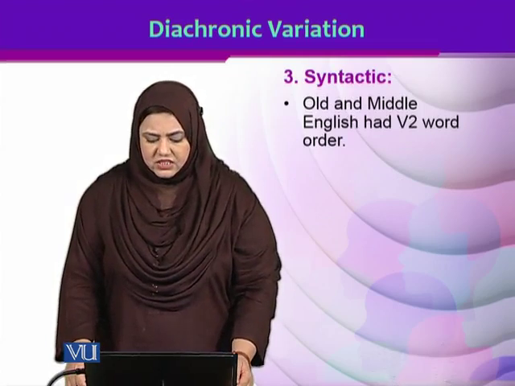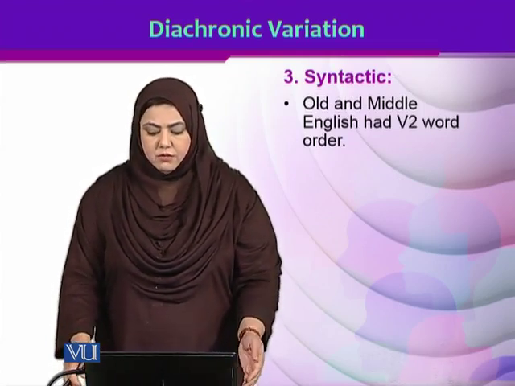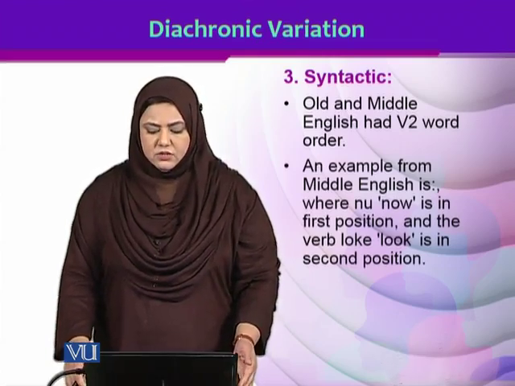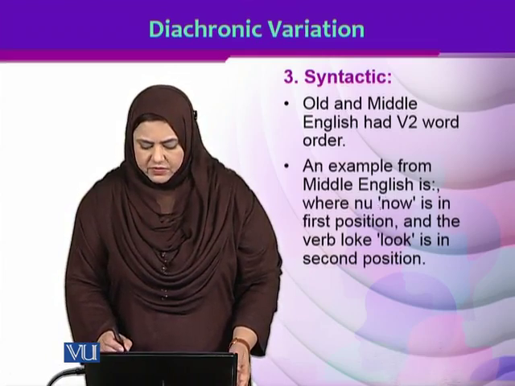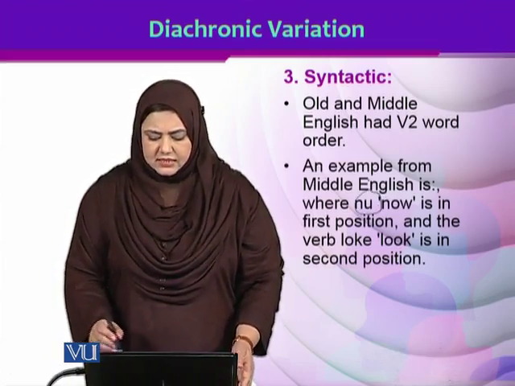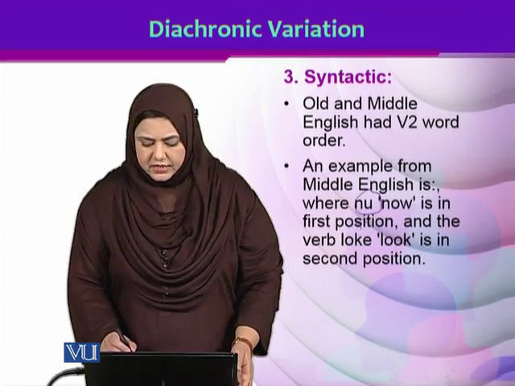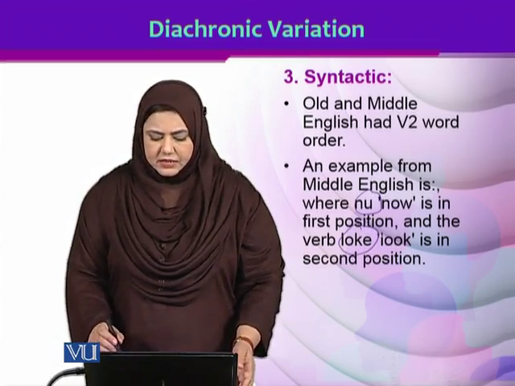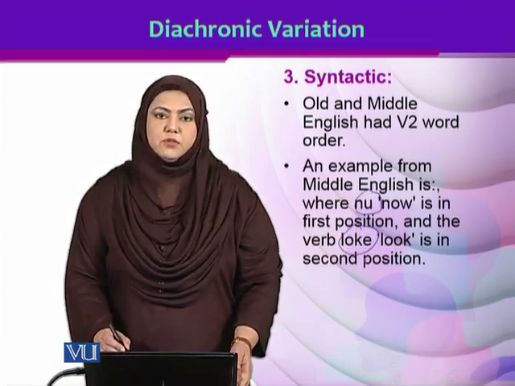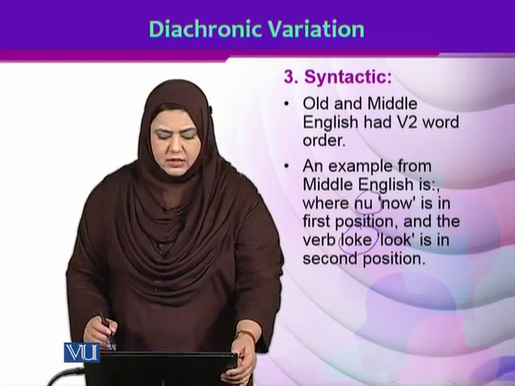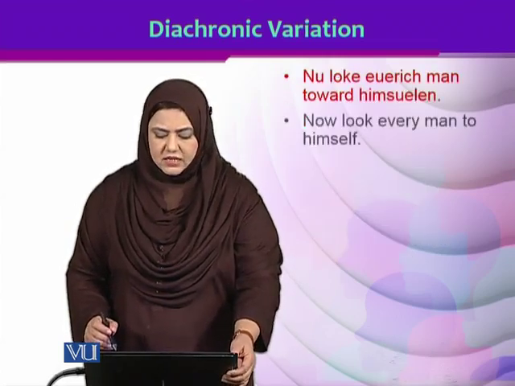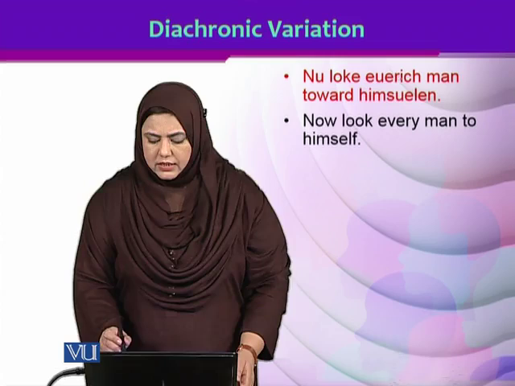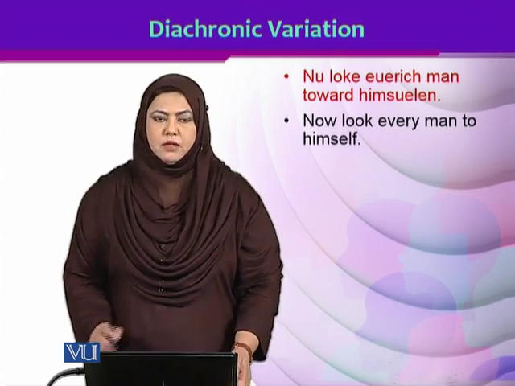When it comes to syntactic changes, Old and Middle English have V2 word order. An example of the Middle English is where, if you look at the screen, "now" was written as this, in the first position, and the verb "look," as I have encircled here, in the second position. So "now" would come in the first position and "look" would come in the second position. If you look at the screen, you can see how it would occur in a sentence. "Now look every man toward himself."